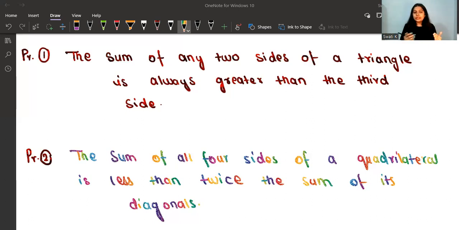And in the second one, the property says the sum of all four sides of a quadrilateral is less than twice the sum of its diagonals. I'm going to explain this in detail, and you will see how the second property is connected to the first property. So let's get started with the video now.